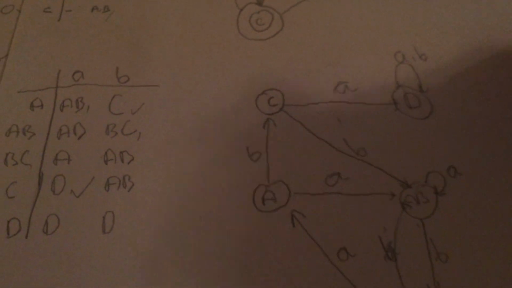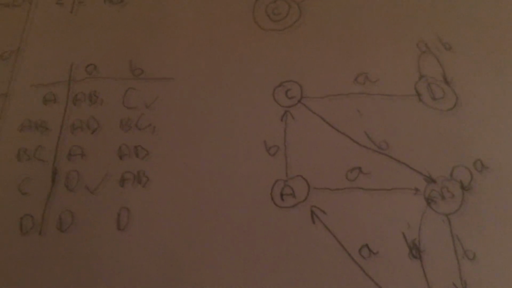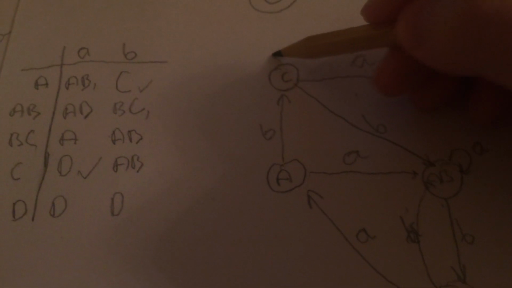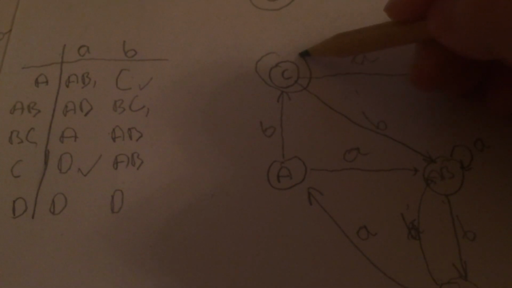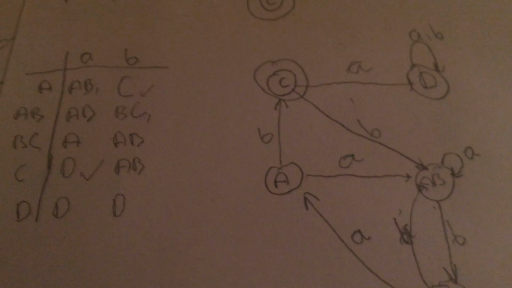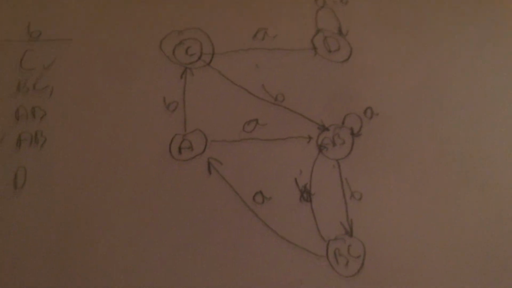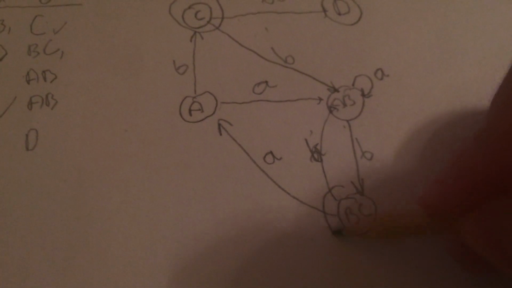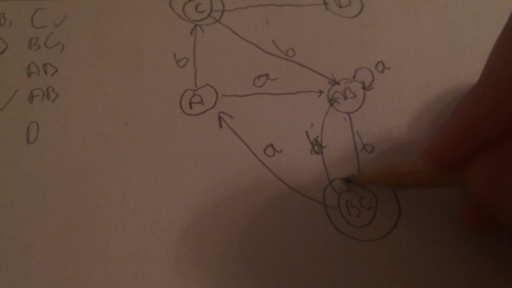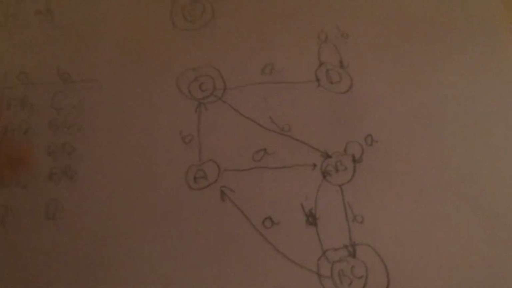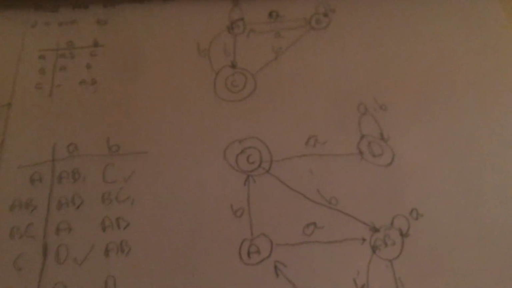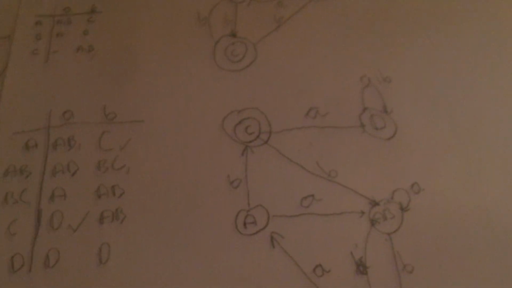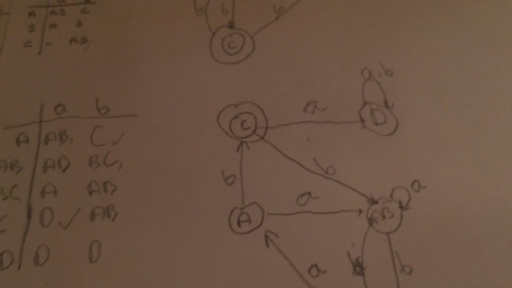So, what are our final states here? First, C will stay as a final. Let's draw it double. And BC, which will be another final state. I hope I can draw correctly. Okay. I think that's the end of the first question, where we draw a DFA from an NFA.